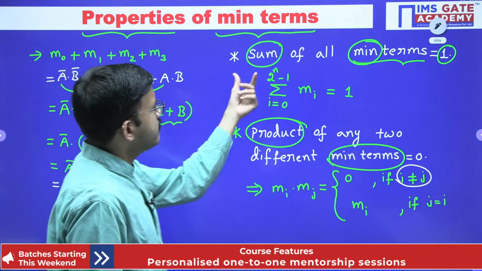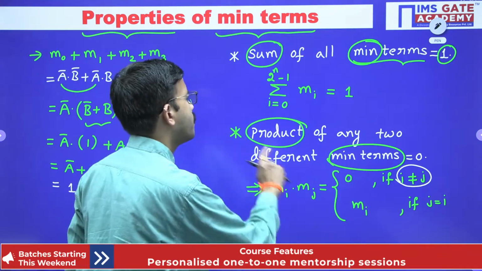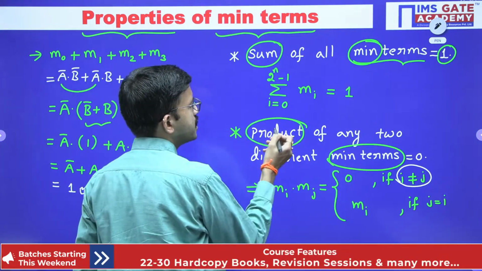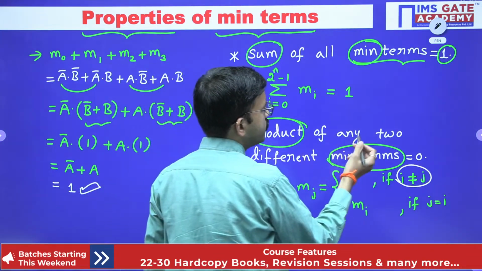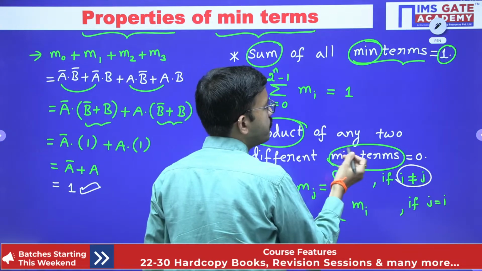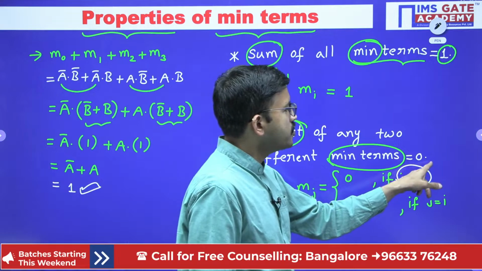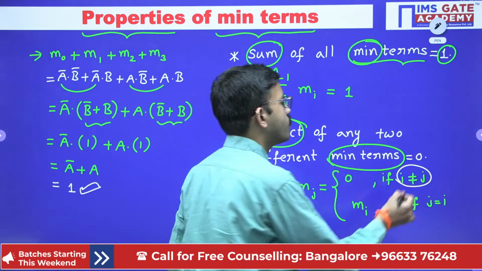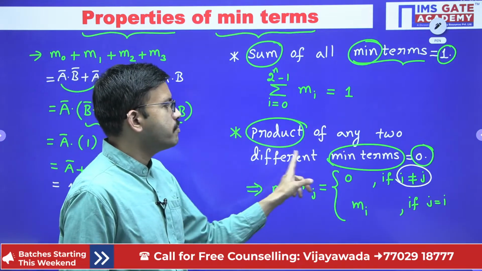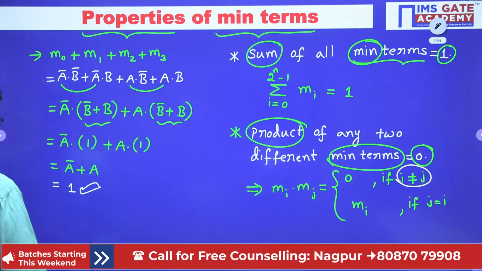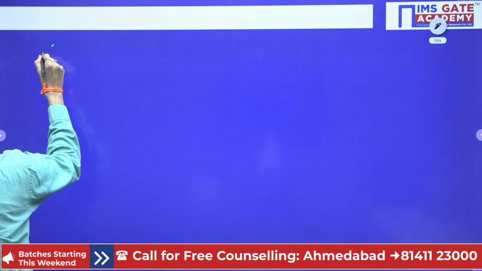Whatever the main keywords you have replaced, in the same way just apply. Here you have product; in place of product just keep sum. And instead of the product of any two different min terms, now you can consider max terms. Here you have 0, replace with 1. That means the sum of any two different max terms is equal to 1. This is the second property of max terms.